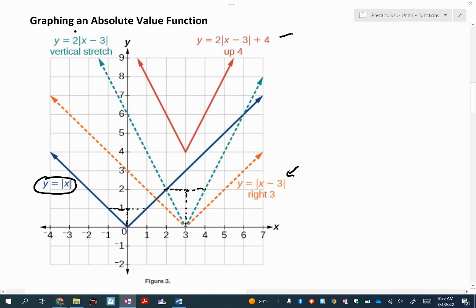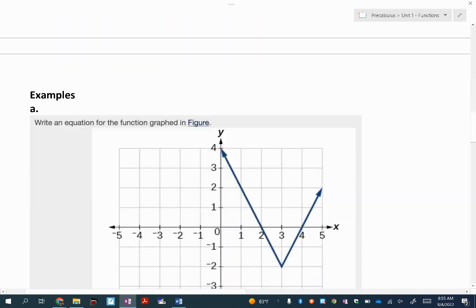And then finally, taking the one that's been moved to the right and vertically stretched, that turquoise one, we're now moving it 4 units up. So the red one should look exactly like the turquoise one, just 4 units up. So again, all those discussions we had about moving things horizontally, vertically, stretching, compressing, reflecting, all that still applies here, even if we're just talking about absolute value functions.